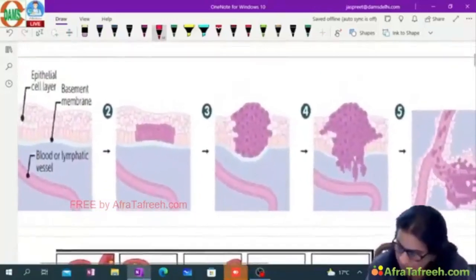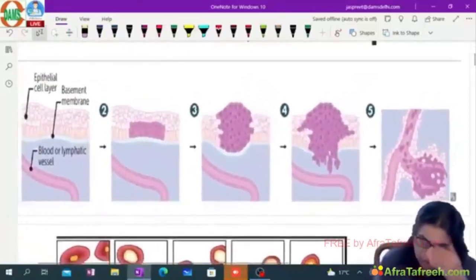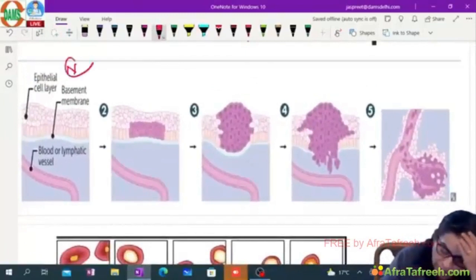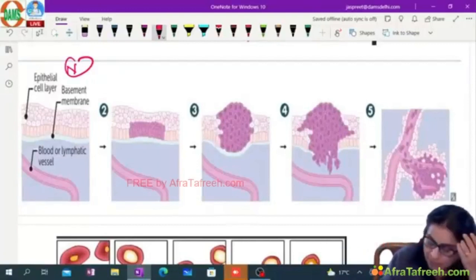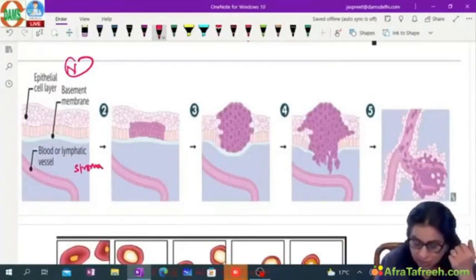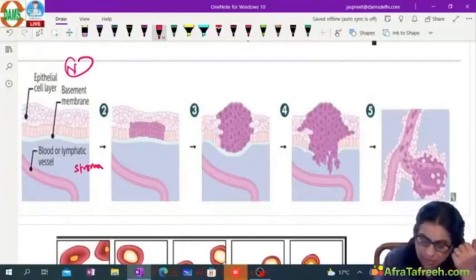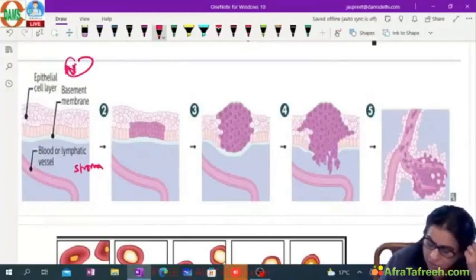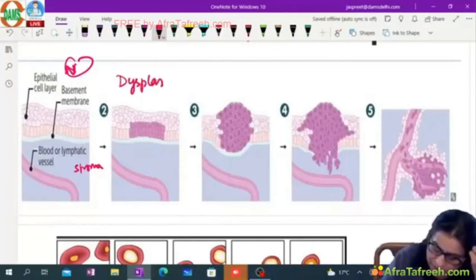Okay. Now look at this. Picture number 1. This is normal. You can see the epithelial cell layer. You can see the basement membrane. This pale blue color is the basement membrane, and this is the stroma here. In the stroma, you can see the blood vessel or the lymphatic. So number 1 is normal. Okay, number 2, this is dysplasia.